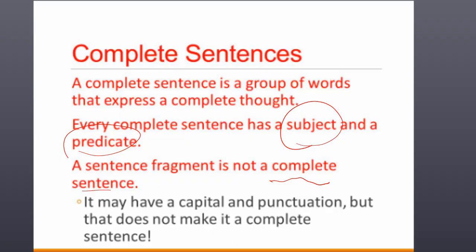Complete sentences. A complete sentence is a group of words that expresses a complete thought. Every complete sentence has a subject and a predicate, and we mentioned this before. But a sentence fragment is not a complete sentence. It may have capitalization and punctuation, but that doesn't make it a complete sentence.